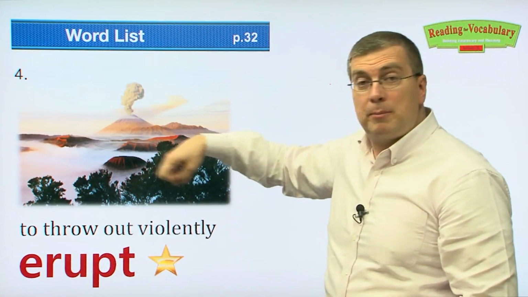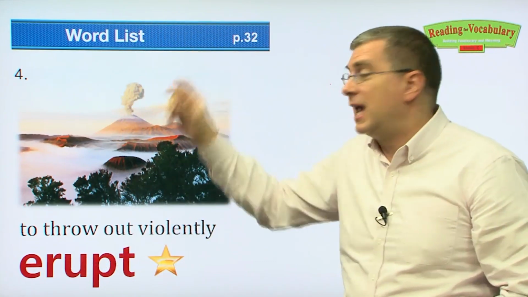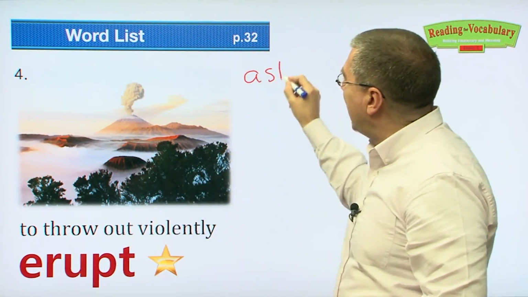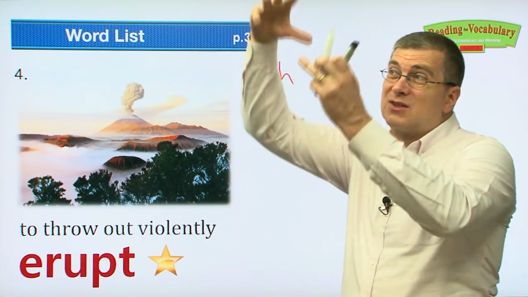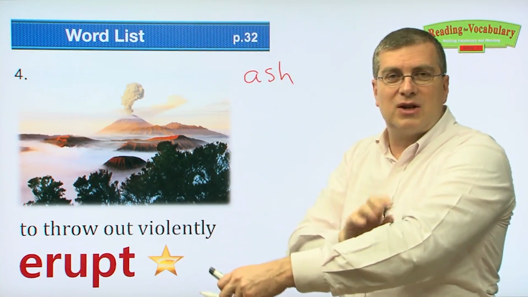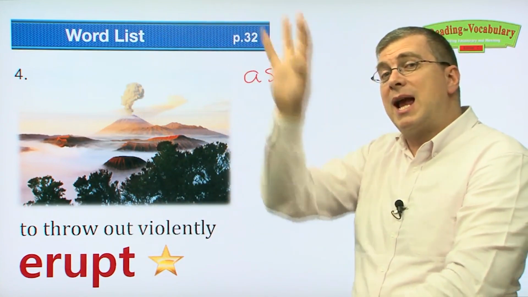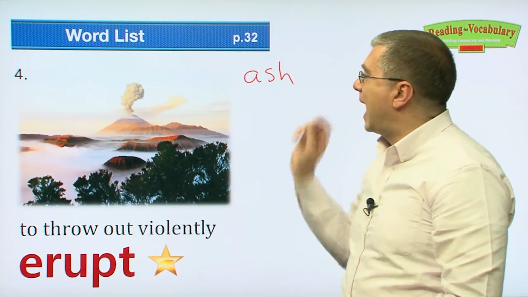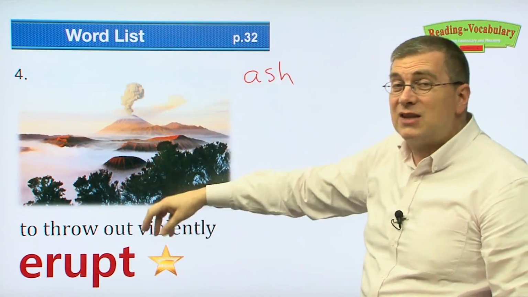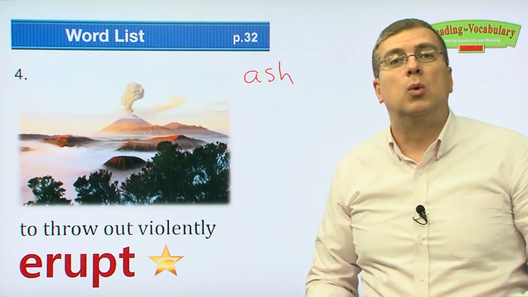When a volcano begins to throw out very hot rock and smoke and ash. Ash is, you know, when you have a fire and the smoke goes out, sometimes pieces of the smoke fall from the sky onto your arm, right? That's ash. It's actually pieces of the wood that fly up in the air and come down on your arm. So ash, all of this stuff, smoke, ash, molten rock, is thrown out of the volcano when the volcano erupts.